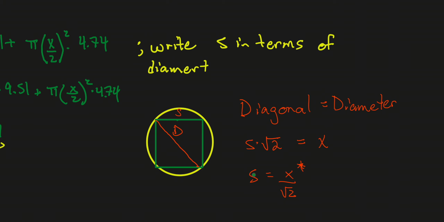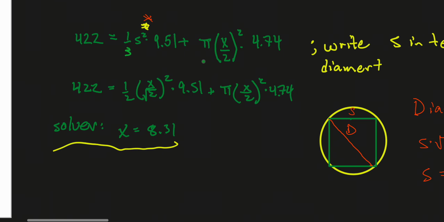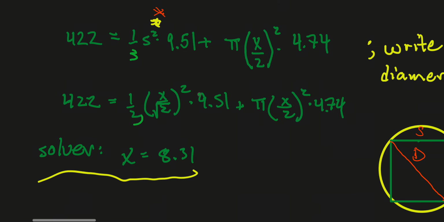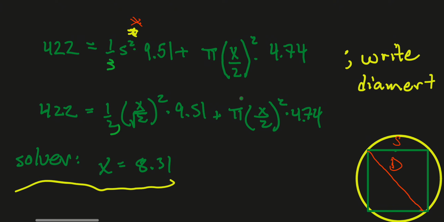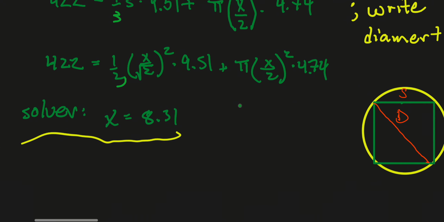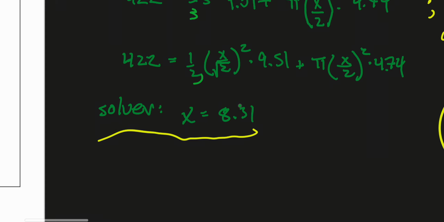And we're going to want to write the side length in terms of diameter, so that when we substitute it into the big equation, our solver can solve it right away. So putting that together, 422, man, I really messed up, equals 1/3 the base area, x over square root of 2 quantity squared, because that was the side length in terms of the diameter, not radius, times the height, plus pi times the diameter cut in half squared times its height. Throw that into your solver and we get a diameter of 8.31.